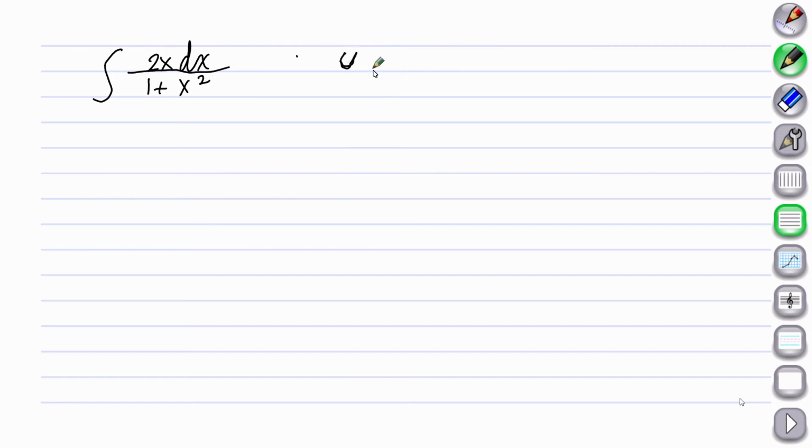Okay, U is going to stand for, and that's where we have to kind of take a guess. What is U going to stand for? We're going to let it stand for 1 plus x squared.